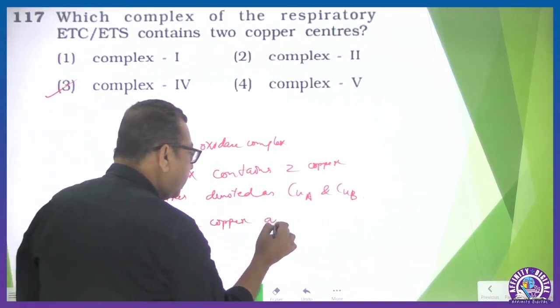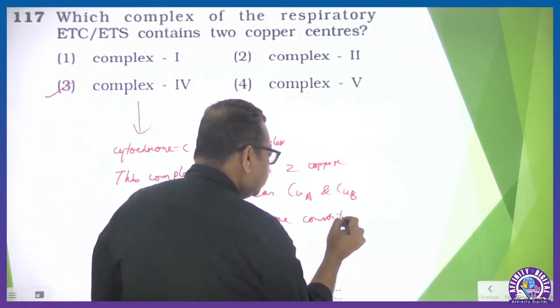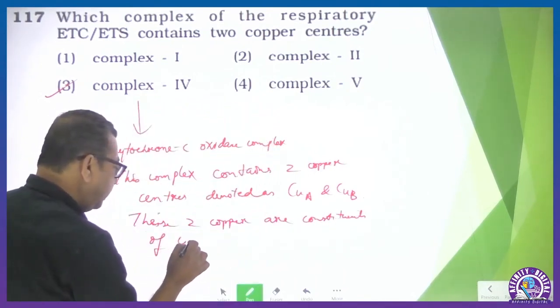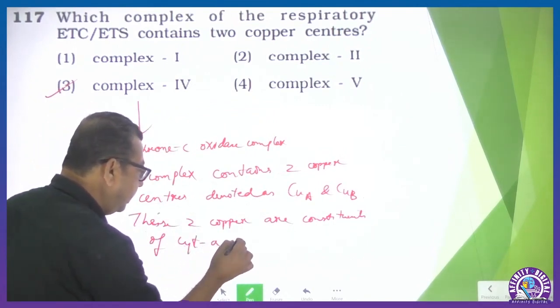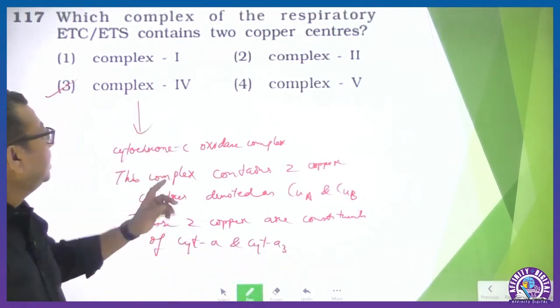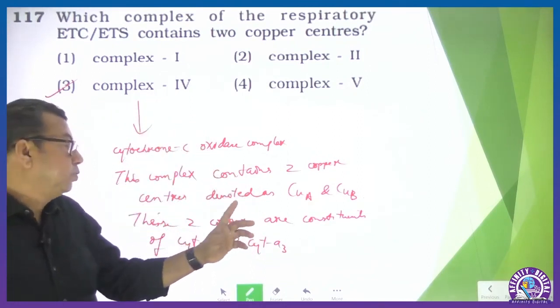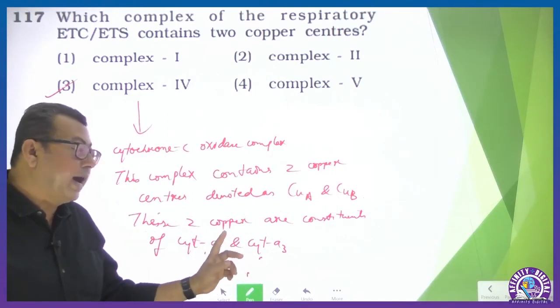These two copper are constituents of cytochrome. This complex of the respiratory ETS contains two cytochromes, cytochrome A and cytochrome A3. Both the cytochromes have iron.